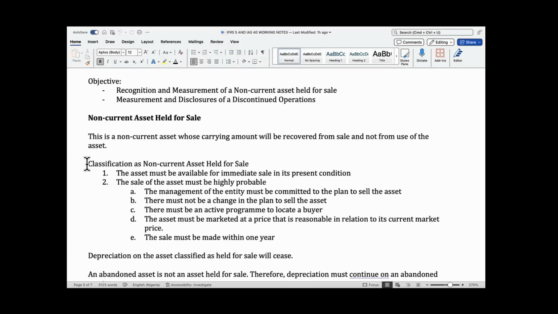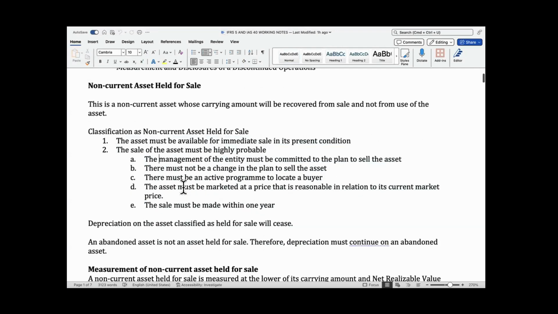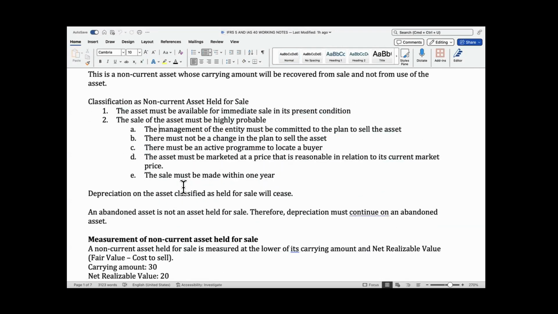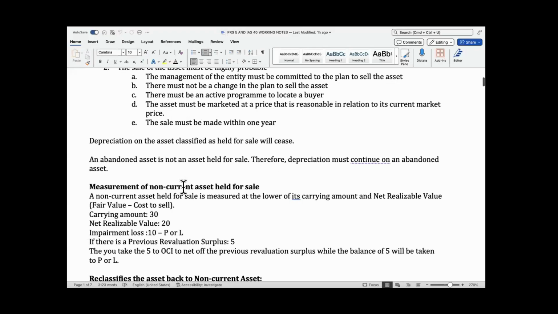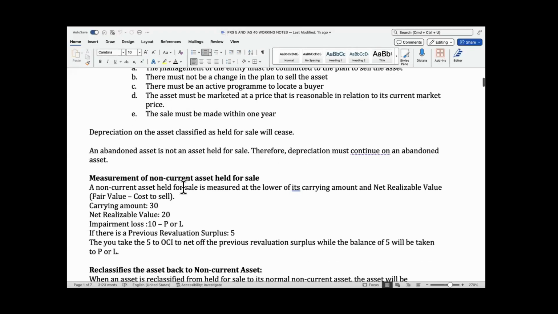We identified the importance of knowing all of these requirements, which is that the asset must be available for immediate sale and the sale must be highly probable. And we broke down what highly probable means. And we identified the fact that when an asset is held for sale, depreciation will stop on that asset. And we looked at how a non-current asset held for sale is measured at the lower of its carrying amount and net realizable value.